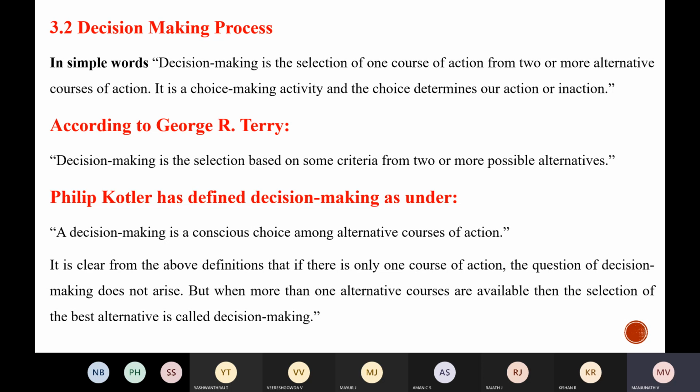Okay. Now, you need to remember one by name, George or Terry. Okay, these are all the people to be considered. Decision making is the selection based on some criteria from two or more possible alternatives. You have two different options, alternatives, two or three or more, and out of them you need to select any one. How will you do that?